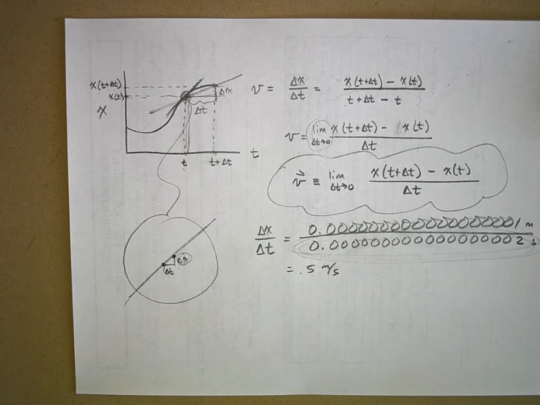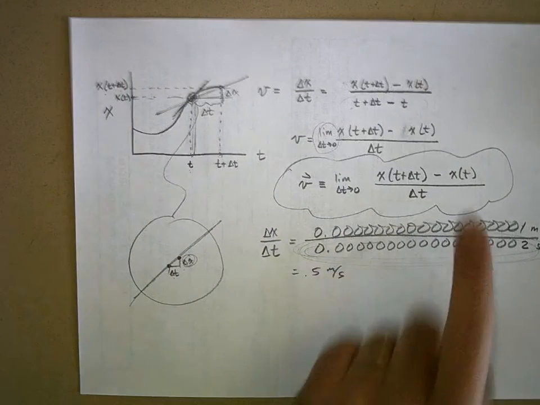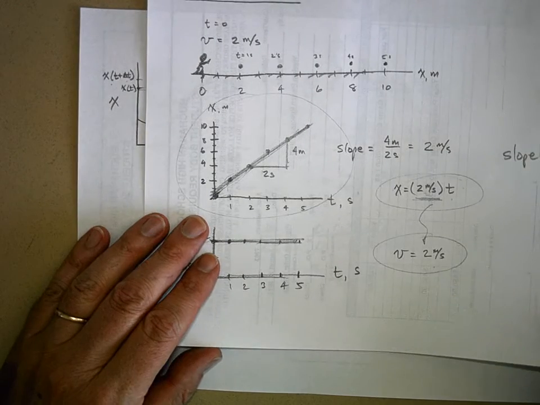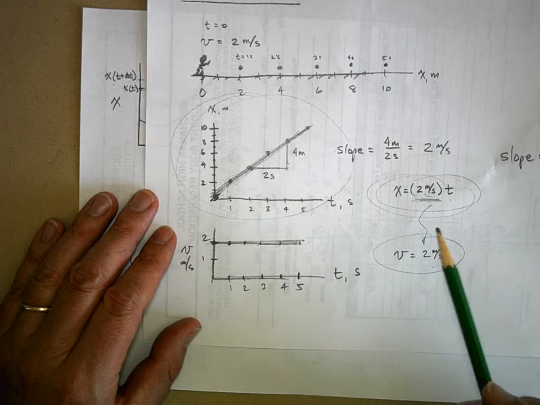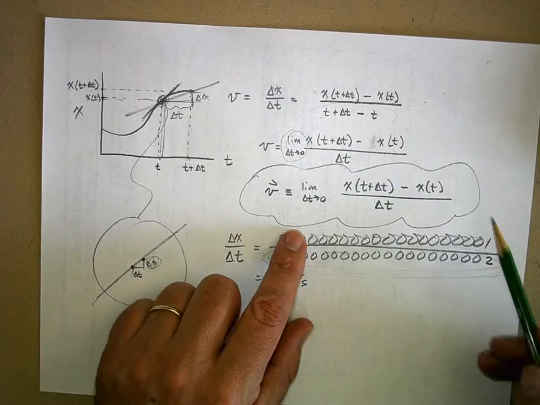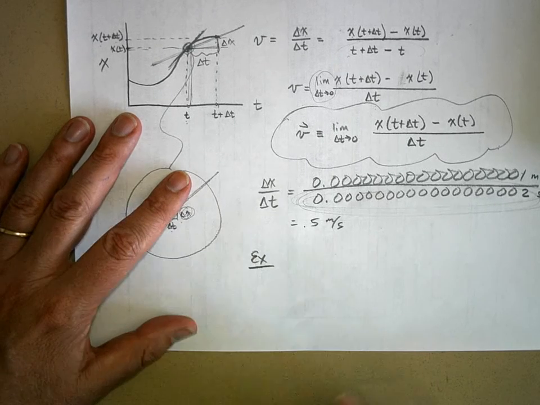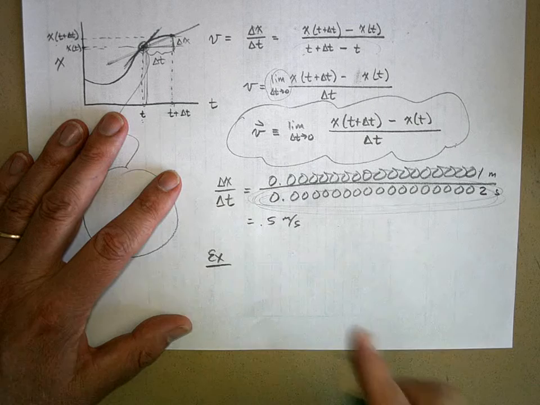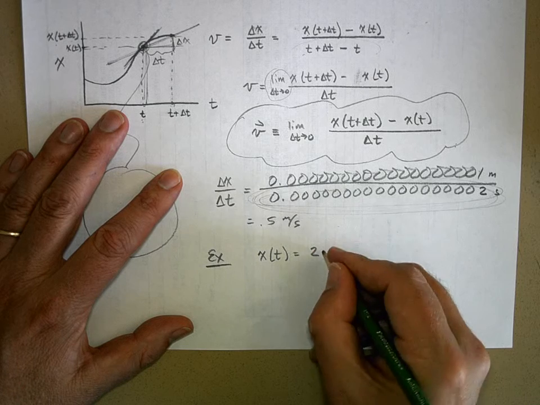Well, let's do the problem that we've already solved and apply this to it. Here's where we started this lecture, with this function right here. We're going to use x equals 2 meters per second times time, and take the derivative of it using this limit. So here's my first example problem: x of t equals 2 meters per second times t.